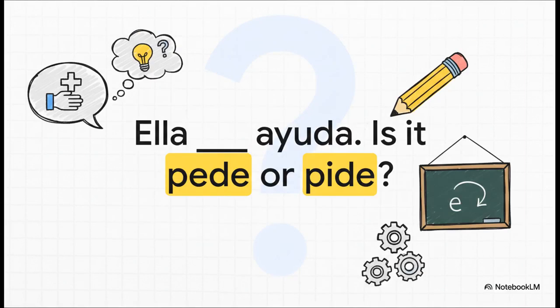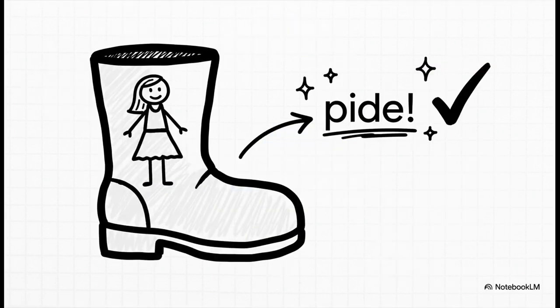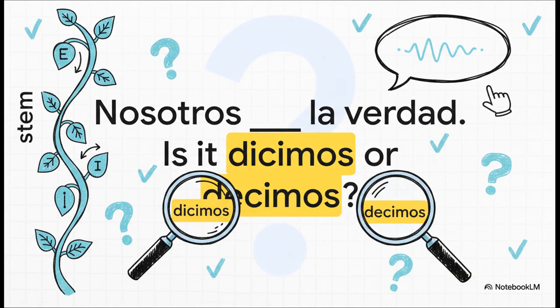Okay, time for a quick pop quiz to make sure this is locked in. How would you finish this sentence? She asks for help. Is it A, ella pede ayuda, or B, ella pide ayuda? Go ahead and pick one. And the answer is B. Pedir, of course. Why? Because ella is right there in the toe of the boot, which means the stem absolutely has to change from E to I. Fantastic.